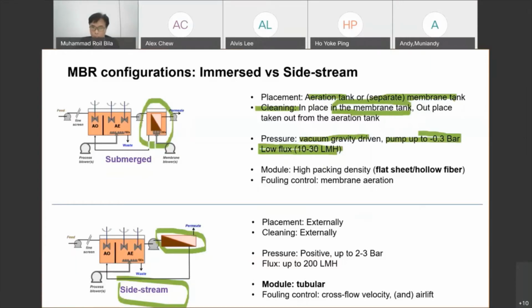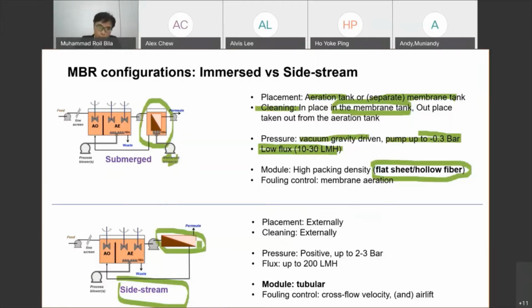However, with this membrane, you can employ a module with a high packing density, which is the flat sheet and the hollow fiber module. I will return to this later on. And then we can control the fouling through the membrane blower here by using air to sustain the operation and maintain the filtration resistance about constant over time.